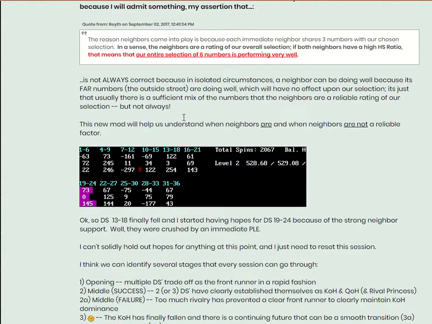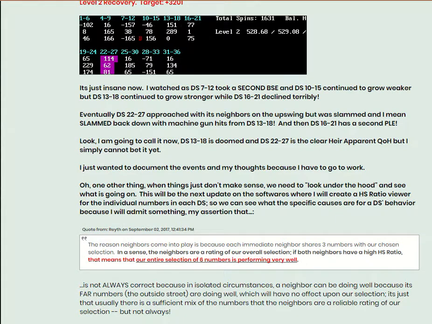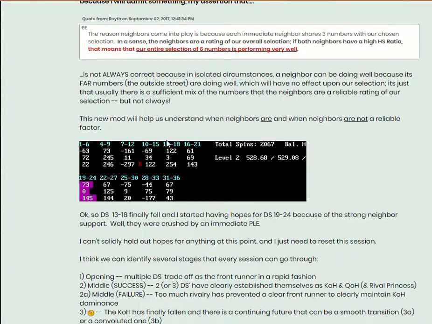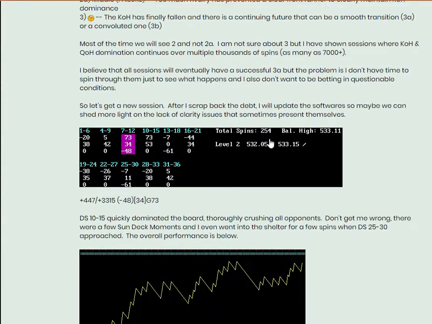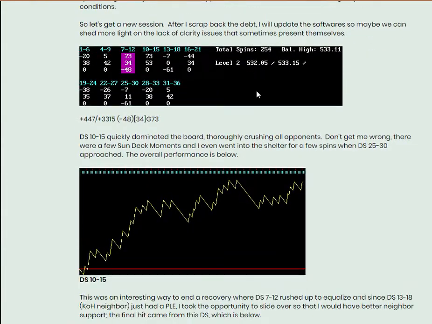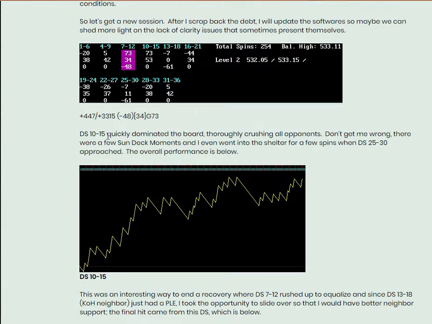Wait, let me check to make sure we have the same number. Yeah, we do. See? 13 to 18. The phenomenon continues over 2,000 spins now. And here's a new session, so let's show the pattern again. I don't know when I get a clue. Well, it shows up, but it's later on. So, here it is again.